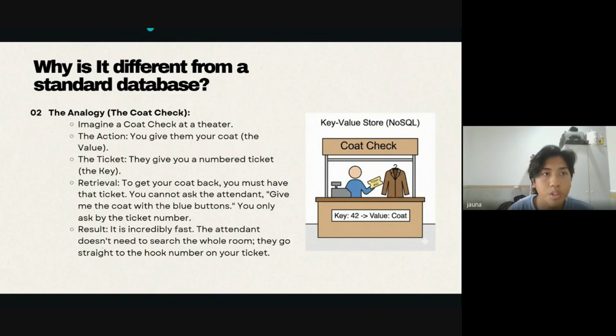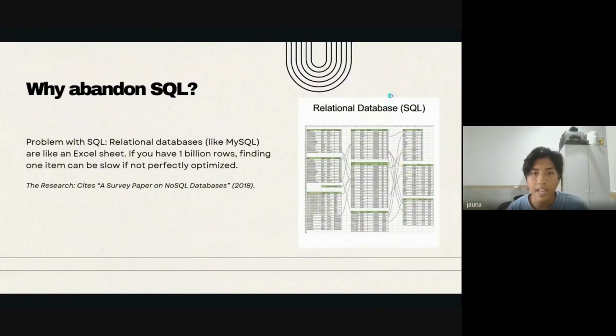And then we move to why we abandon SQL. The problem with SQL is that relational databases, like MySQL, are like an Excel sheet. And if you have 1 billion rows, so many rows, finding one item can be slow and it cannot be perfectly optimized, okay?